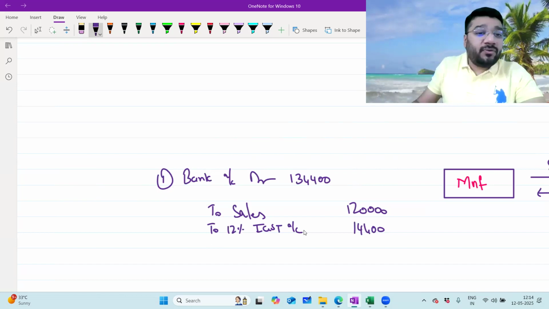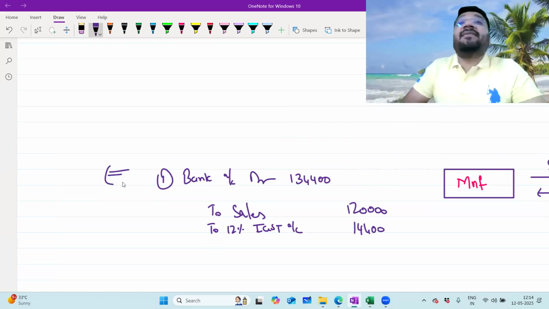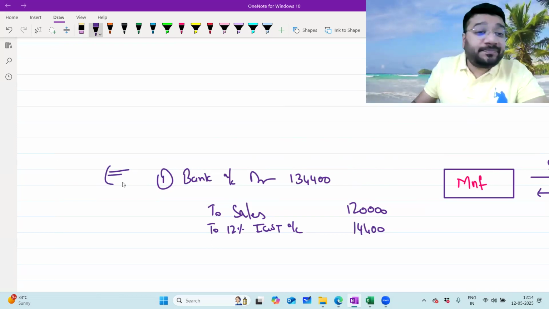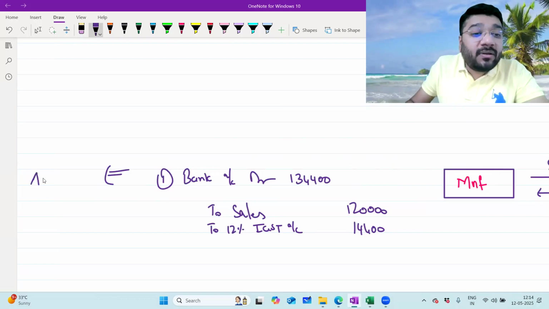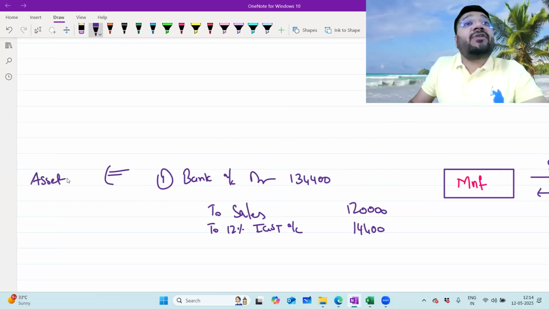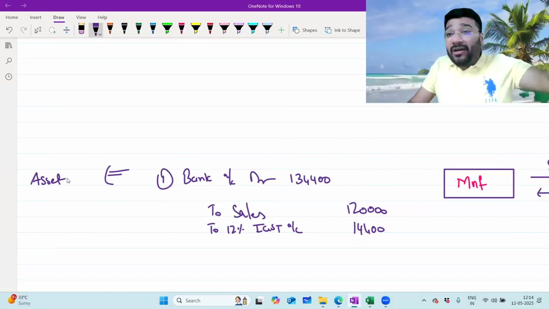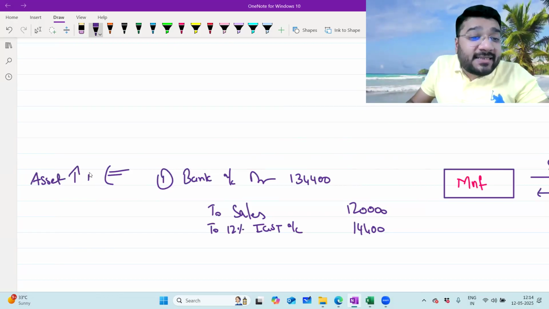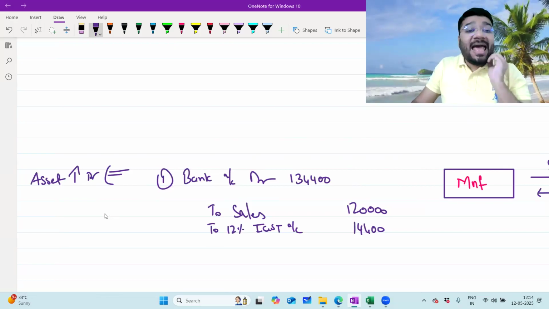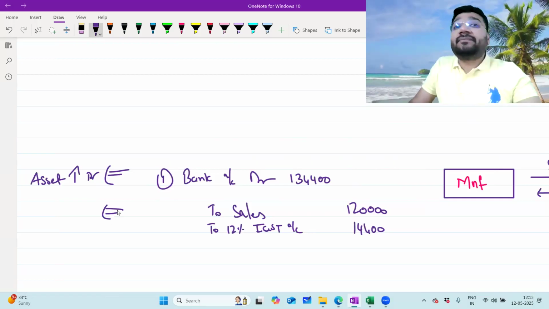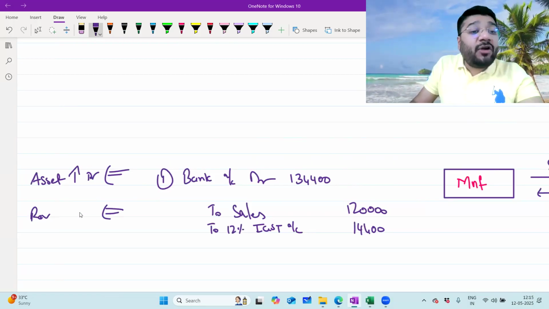Now my question goes to all of you. What is the classification of the bank as per the modern rule? Asset. Here, asset you debited. Why? Because it's increasing. Increase in asset, debit. Wonderful. As per modern rule, sale is revenue. Revenue is credited. Why? Because it is increasing.